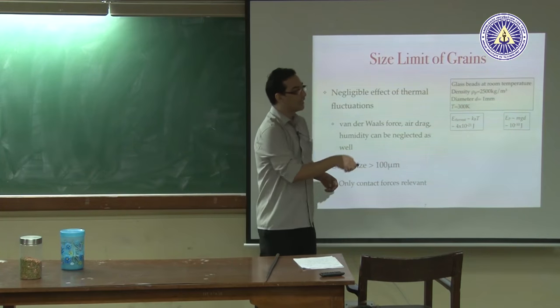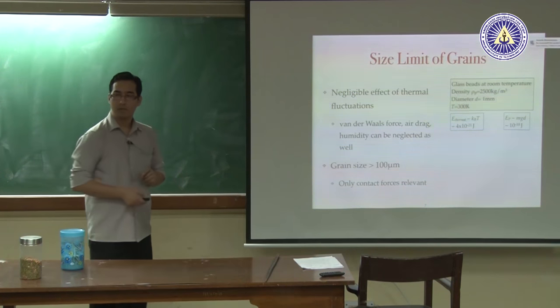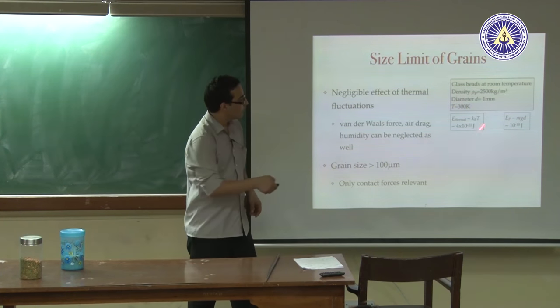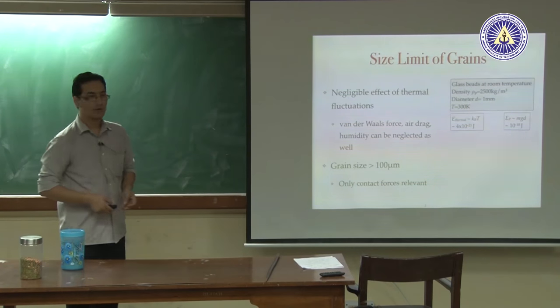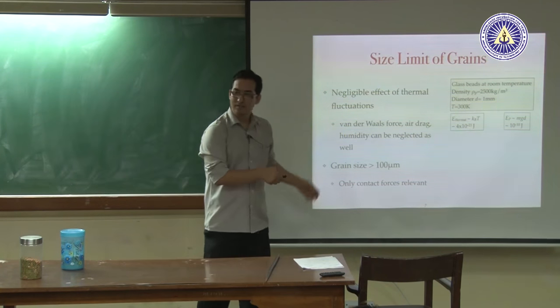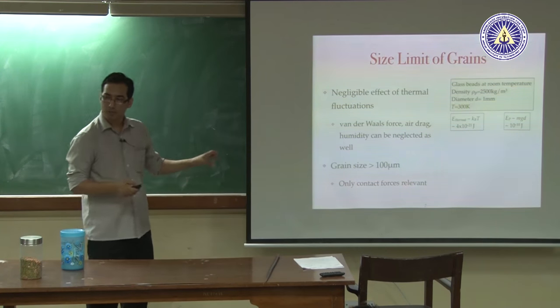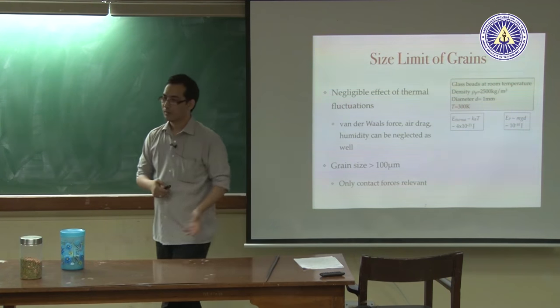So if you calculate the kinetic potential energy of one bead when it drops by one particle diameter, this energy is of the order of 10 raised to power minus 10 joule, compared to 10 raised to power minus 21 joule. So that means the temperature, the energy because of the thermal fluctuation, is 10 orders of magnitude smaller. So you don't really bother, right?